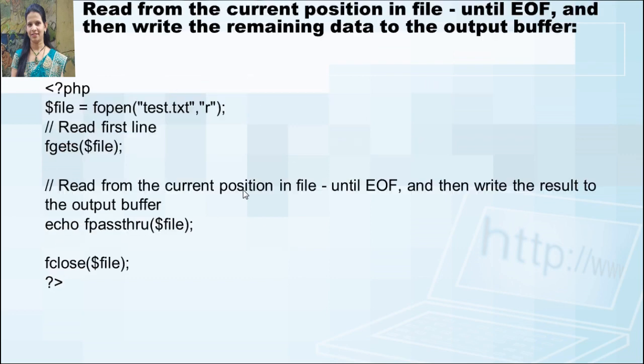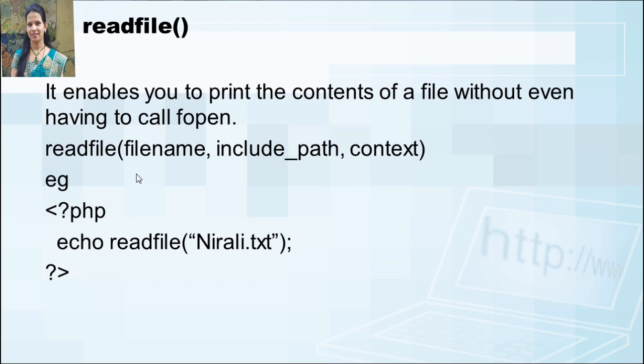In the previous example we used the fopen function to read the data and then write the data inside the file. Here you can just use the readfile function with a file name, include path, and context. Only the file name is a required parameter; include path and context are optional. So write readfile('merely.txt'), or any file name here.